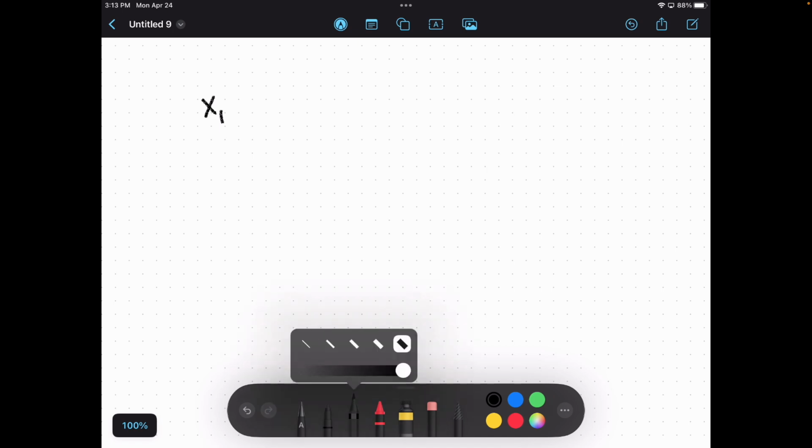What is going on here? Why is my pen so weird? I'll figure this out eventually. All right, x1.